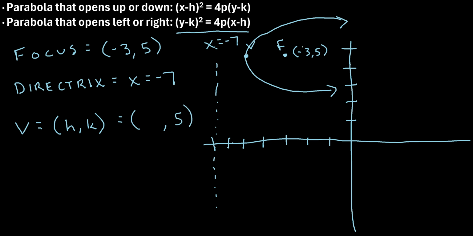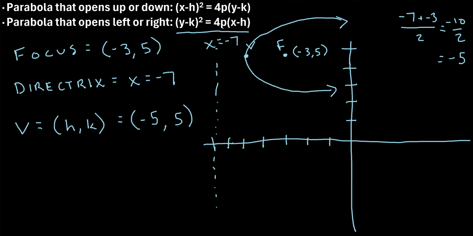But how do we figure out the x value? Well, we know it has to be directly in between the focus and the directrix. So it has to be directly in between negative 7 and negative 3. So if we want, we can find the average of those two values. So negative 7 plus negative 3 divided by 2. So that's negative 10 over 2, which is negative 5. So the x-coordinate of the vertex must be negative 5. Okay, so we just found the vertex. It has the coordinates negative 5, 5.